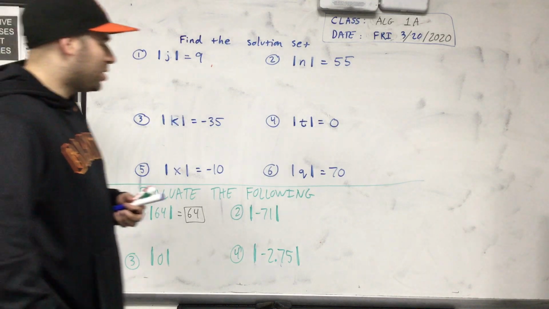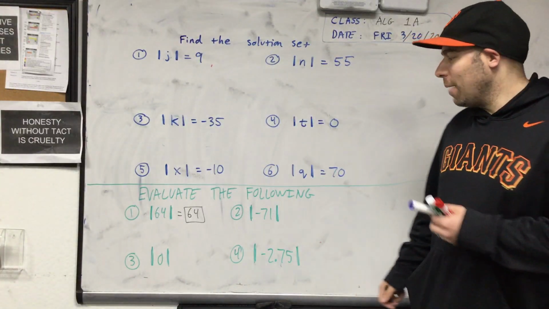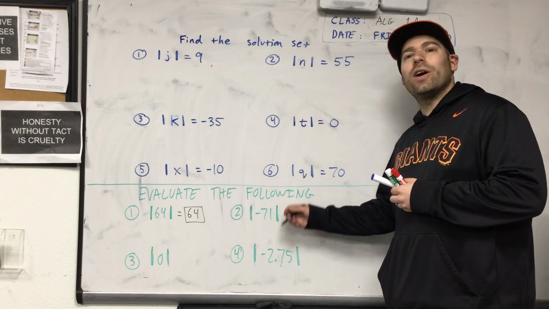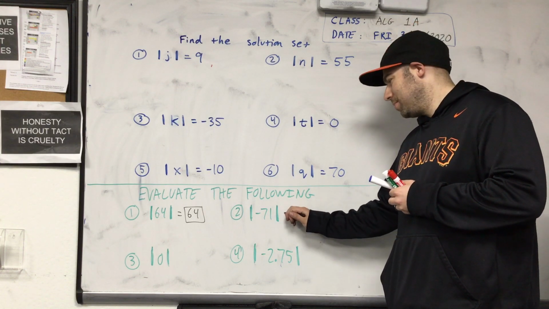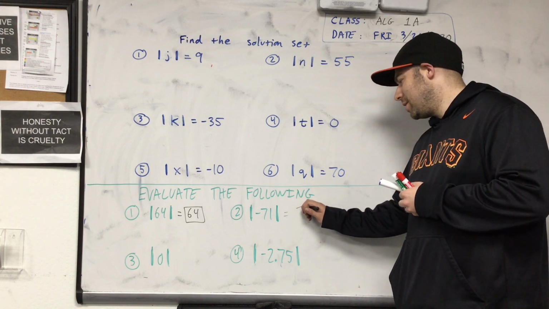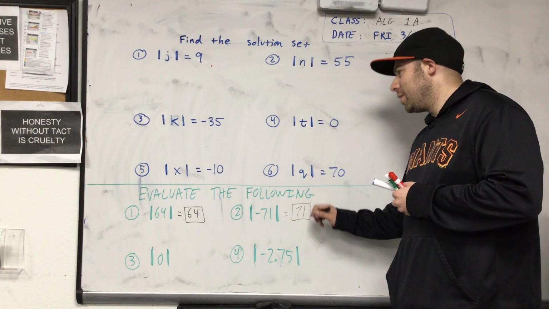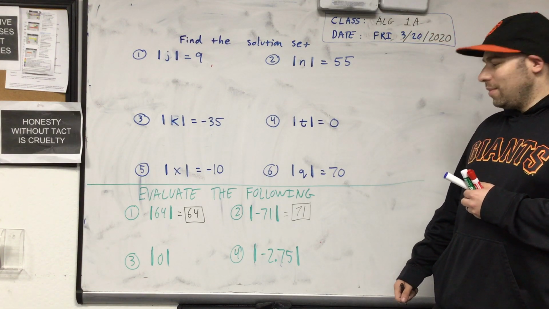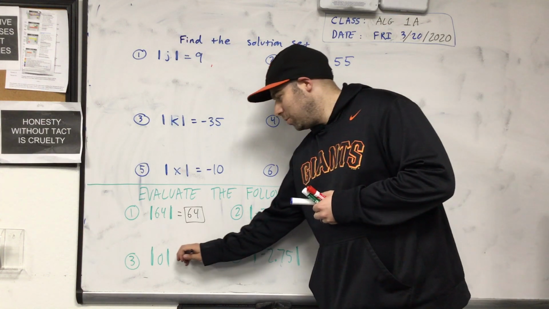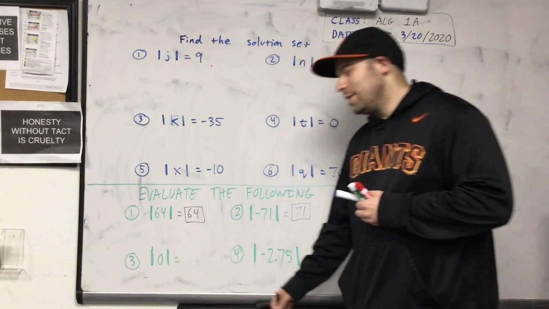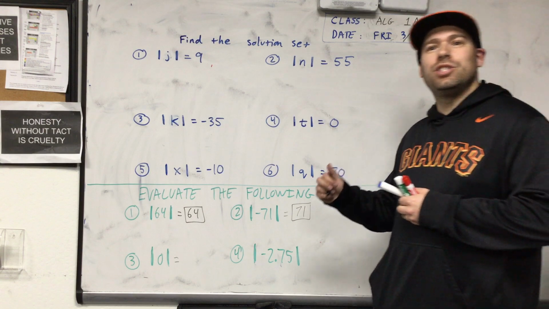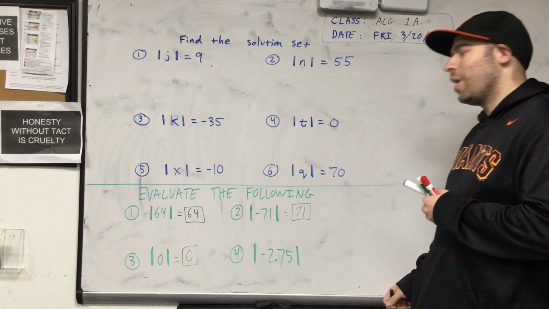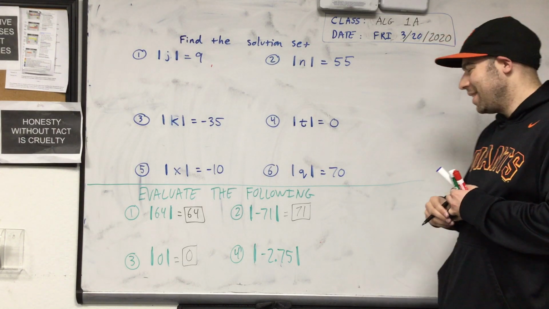Okay, moving on to number 2, the absolute value of negative 71. Remember, it's asking how far is 71 steps backwards? 71 steps backwards is still 71 steps. Okay? Number 3, the absolute value of 0 is asking how far is 0 from 0? It is 0 steps away. And you see why I keep referring back to it because it's very confusing.